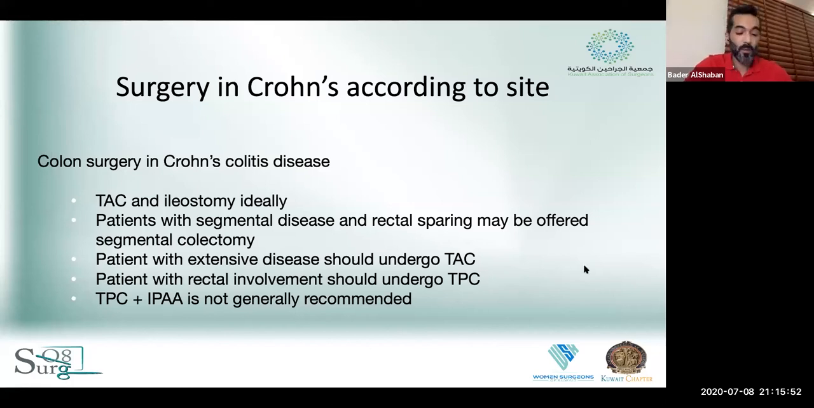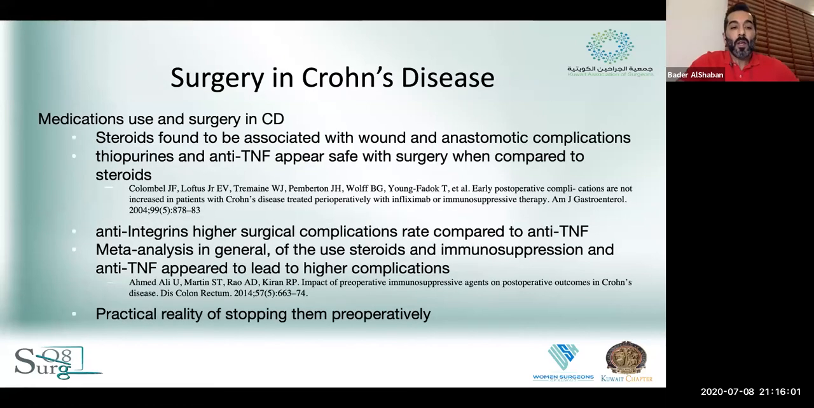J pouches or ileal pouch anal anastomosis are ill recommended for Crohn's patients due to the risk of complications. Medications used in surgery for Crohn's disease patients. Steroids have been found to have the highest association with anastomotic leaks, up to 40%, as I mentioned earlier, and it is therefore a strong indication to consider either diverting or weaning off the steroids before operating on your patients. Thiopurines and anti-TNFs appear to be safer when compared to steroids.